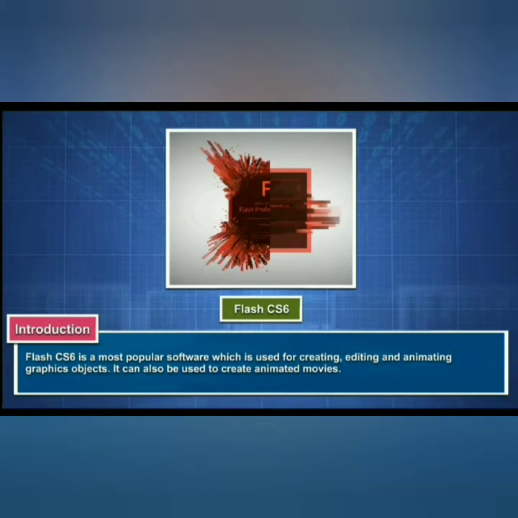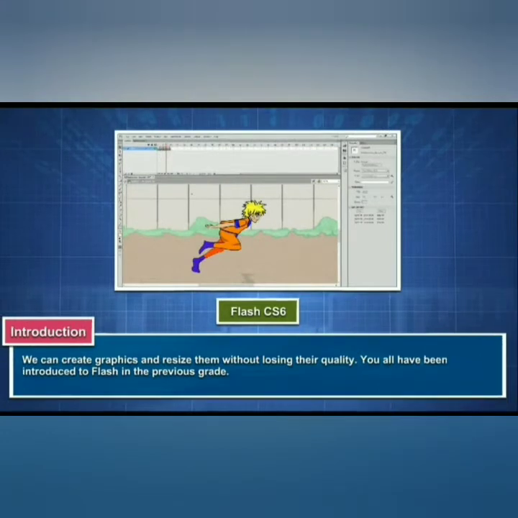Introduction about Flash CS6. What is Flash CS6? Flash CS6 is a most popular software which is used for creating, editing and animating graphics objects. It can also be used to create animated movies. In this, we can create graphics and resize them without losing their quality.